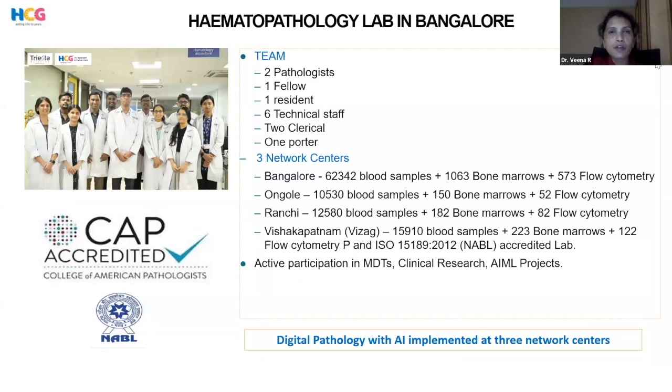And this is my team of hematopathology. We are 2 hematopathologists, with fellows and residents. And these are our sample numbers in hematopathology. Hematopathology in Bangalore is quite a busy department, and particularly as we cater to oncology patients, it's much more challenging.